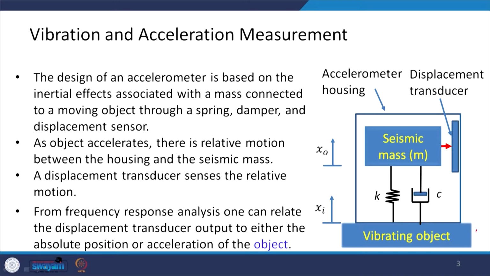Now, the design of an accelerometer is something like this. You have the vibrating object over here whose acceleration is to be measured, and there is a seismic mass attached to the vibrating object with the help of a spring and damper, as you can see here, and there is a displacement transducer which constitutes the measuring device. All these elements are placed inside a housing, what we call the accelerometer housing.